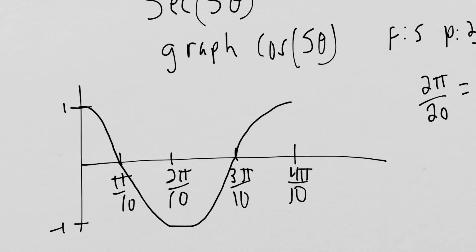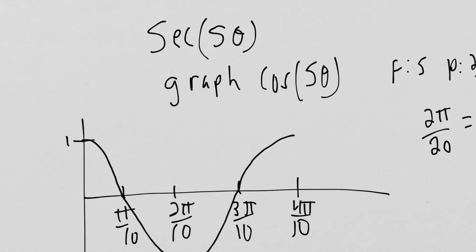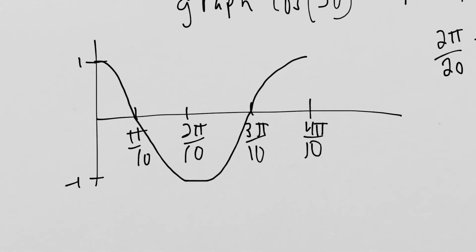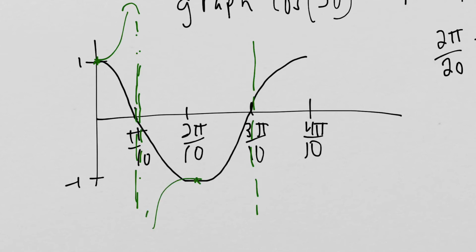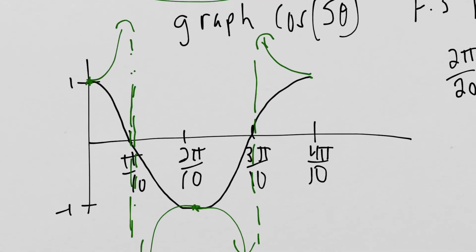So then to graph secant of 5 theta, it's the same idea. Whenever we have a 0 of cosine, that's going to make a vertical asymptote. And then we're going to connect at the maxes and mins because the reciprocal of those maxes and mins are just going to be the same. And then we go off to infinity, right? We approach these vertical asymptotes because they are reciprocally related, okay? So then our secant graph just looks like that.